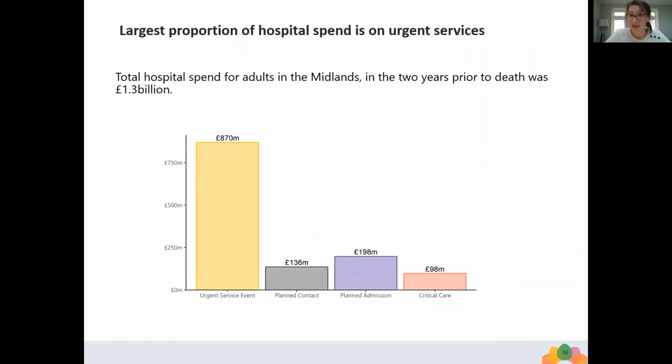Beyond activity, in the reports, we also look at the resource that's consumed, which is looking at costs. So the total spend for the 2 years, not just in any particular financial year, but for the whole 2 years of end of life, comes to 1.3 billion. If we look at that by activity type, we can clearly see that urgent services dominate the overall spend, and they equate to around 2/3 of all spend.